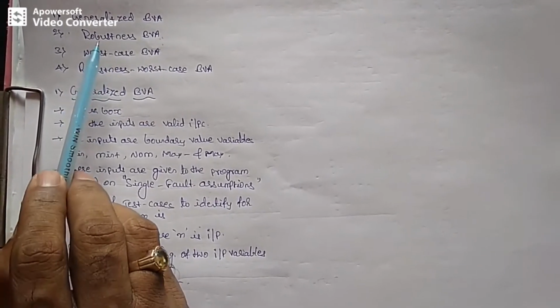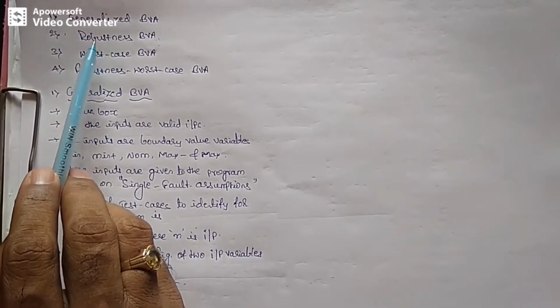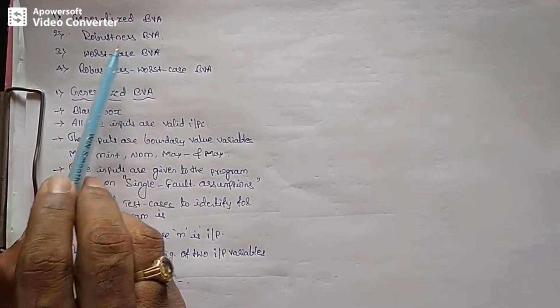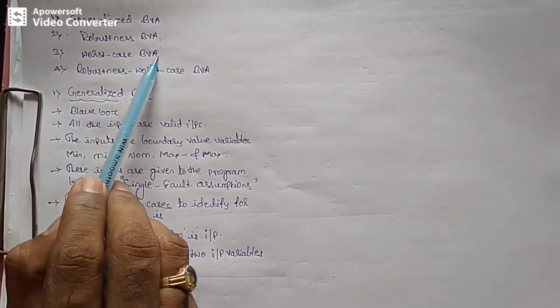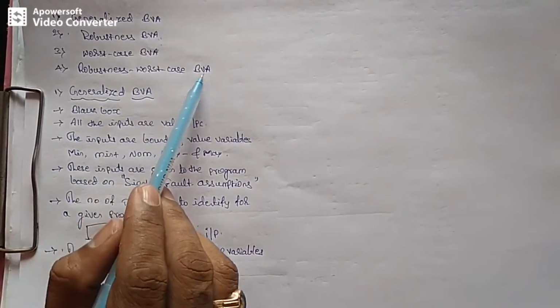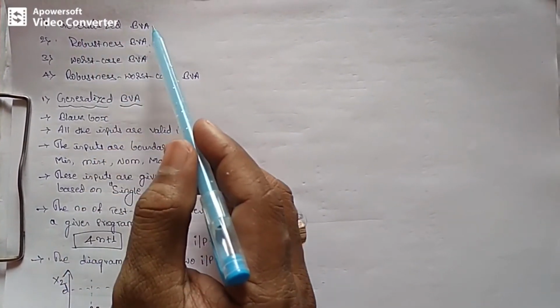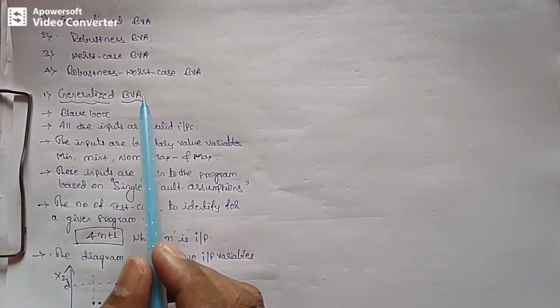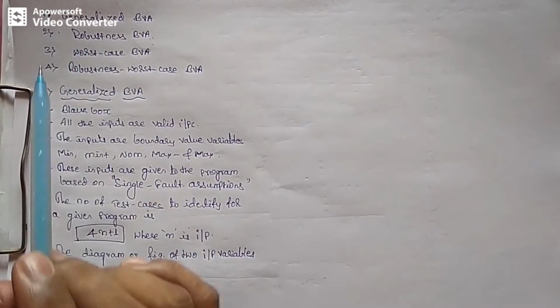And the last one is the combination of these two, that is the robustness boundary value analysis method and the worst case boundary value analysis method. This is the last one, the robust worst case boundary value analysis method. In this video we are going to learn all these classifications of the BVA or boundary value analysis method.